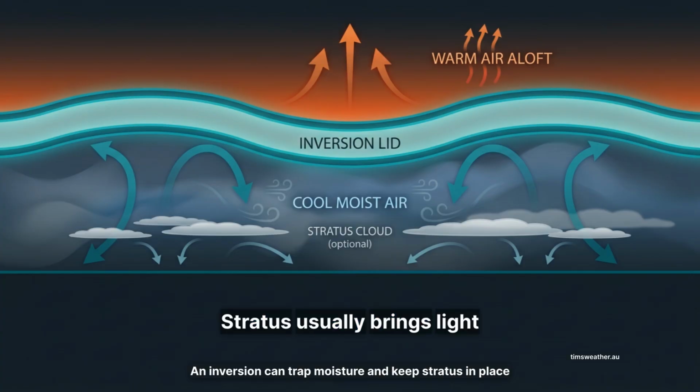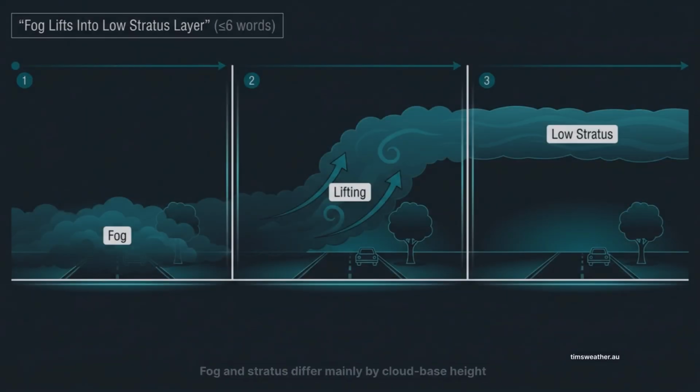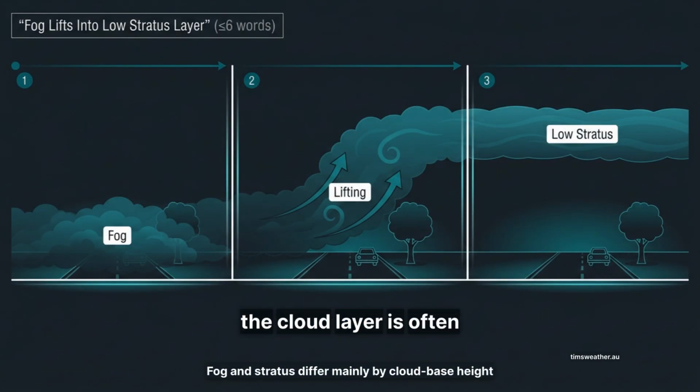Stratus usually brings light weather, not heavy rain. Its droplets are small, and the cloud layer is often shallow, so drizzle, mist, and damp roads are more common than a soaking downpour. If the layered cloud thickens into nimbostratus, steady rain becomes more likely.